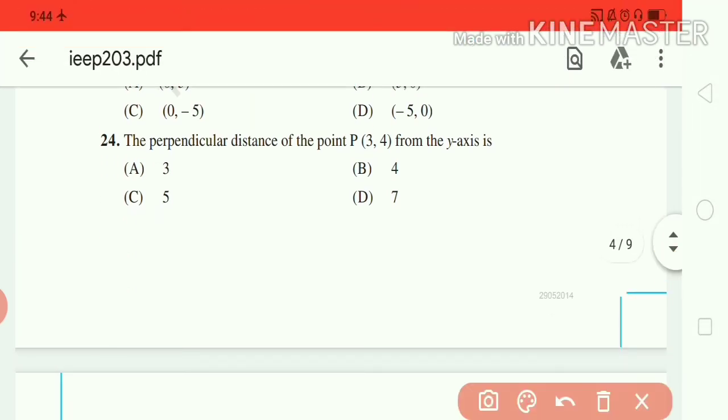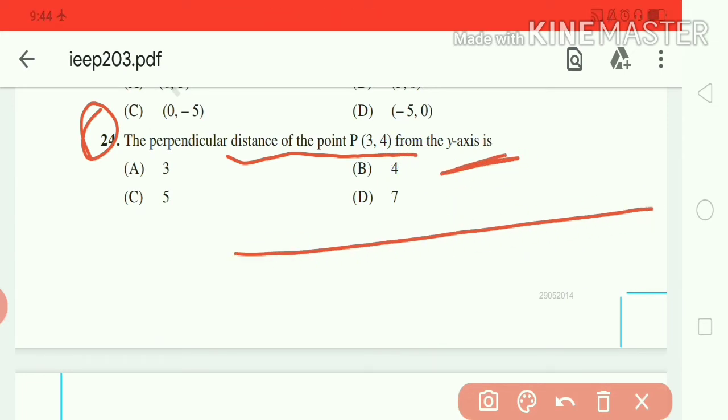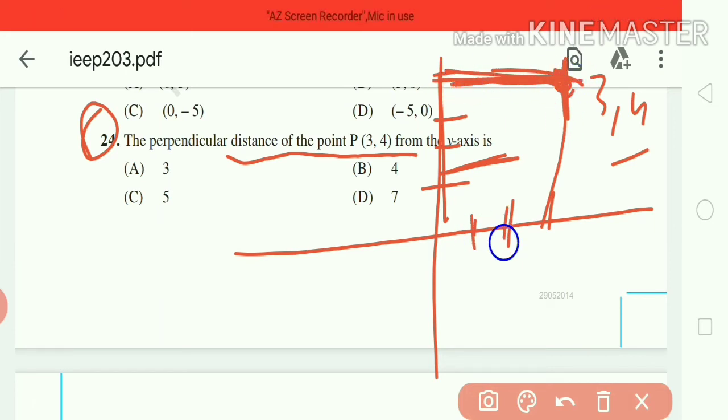So the 24th question: the perpendicular distance of the point (3, 4) from the y-axis is. If you plot this point (3, 4), you count 1 2 3 along x and 1 2 3 4 along y. It lies here at 3 and 4. So we have to tell the perpendicular distance of this point from the y-axis. This is the distance from the y-axis, and it is 1 2 3 points away, so 3 units, right? A is the right option.